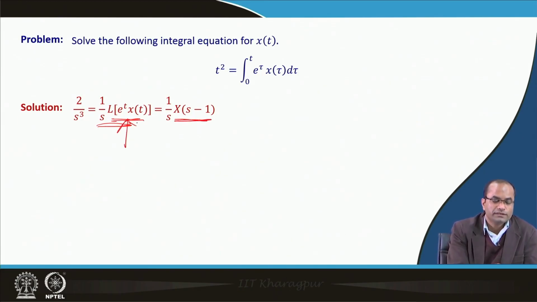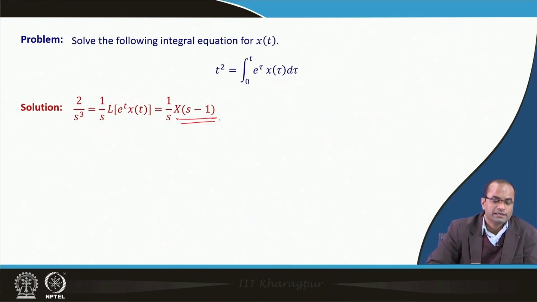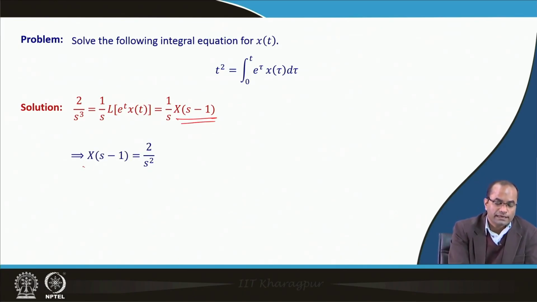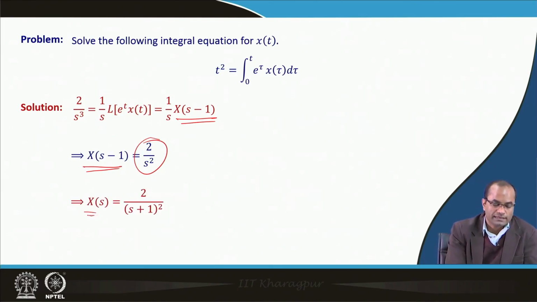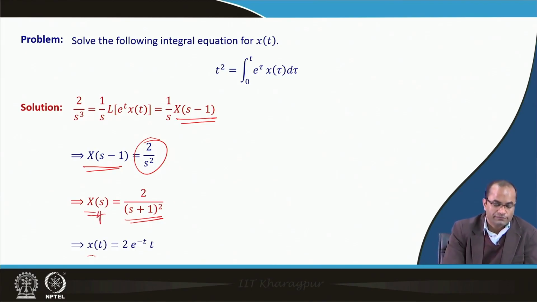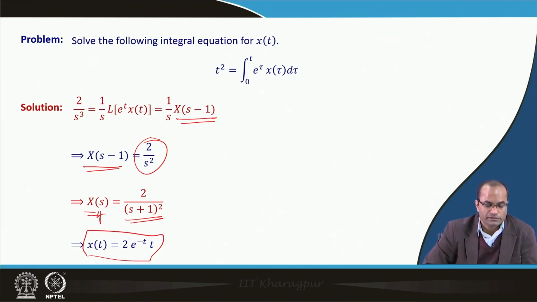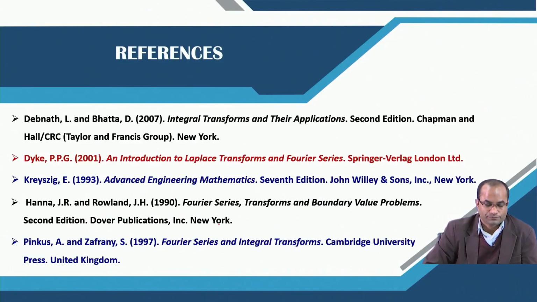So, again the shifting theorem here, because the Laplace of e^t x(t), that will be the Laplace transform of x(t) is X(s), and there will be a shift because of this exponential function. So, we have X(s minus 1). So, we have X(s minus 1) as 2 over s square, or X(s) as 2 over (s plus 1) whole square. So, s is replaced by s plus 1, and then if we invert this we have x(t) is equal to 2e^(-t) into t.